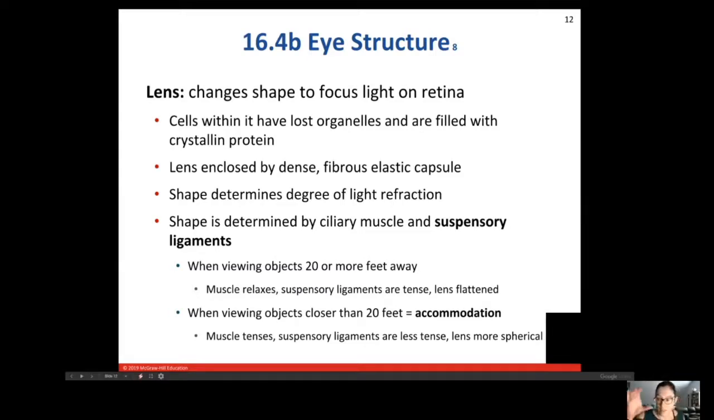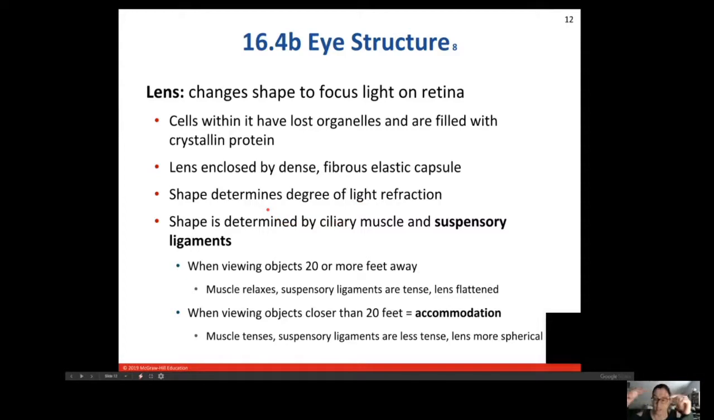Now, as we said, the lens is this important little focusing area. Think about the lens in these glasses, right? So the lens in the glasses helps change the way the light is refracted so that it's going to focus on the right part of your eye. So the lens is going to change shape to focus light on the retina. The cells in the lens are clear, they don't have organelles anymore, and they are just full of this crystalline protein, and they're going to let light through, and hopefully our lens, as long as it's healthy, should be pretty clear so the light can go through it.